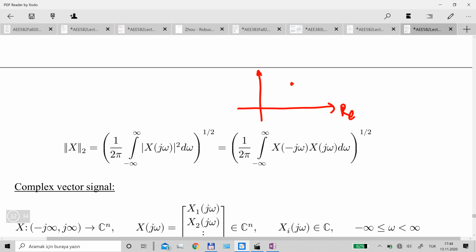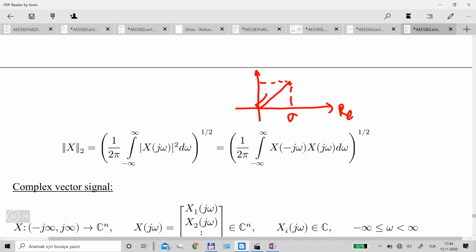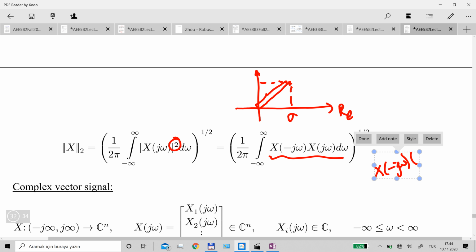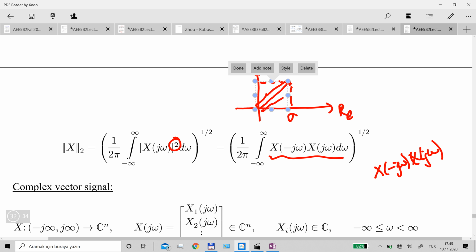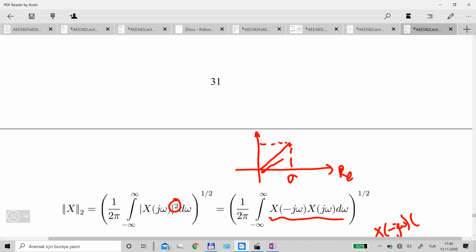This is the real part and this is the imaginary part. We're taking the length of that complex number, which is given by this. Instead of taking the square, you take this multiplication, x(jω) times its conjugate, and that will give you the square of the length of that number.